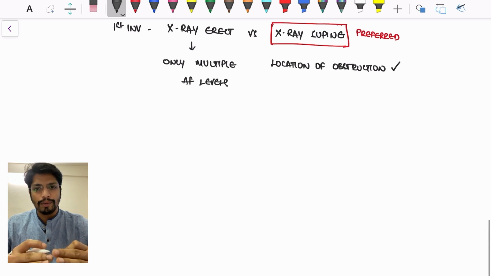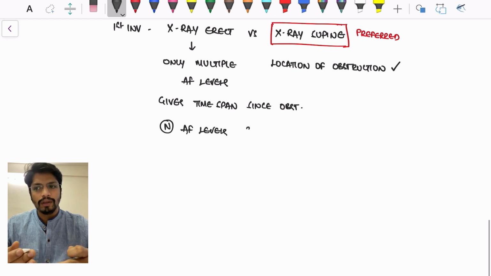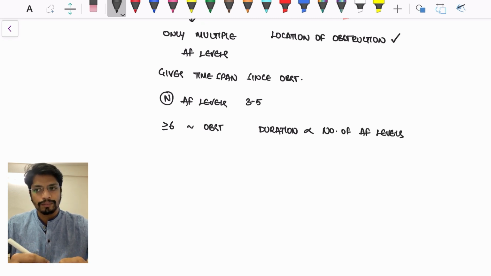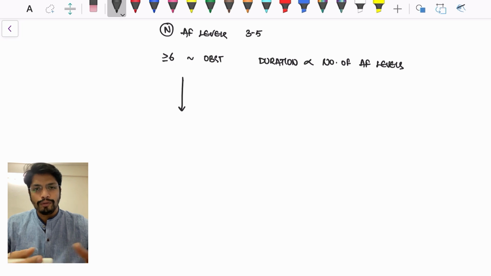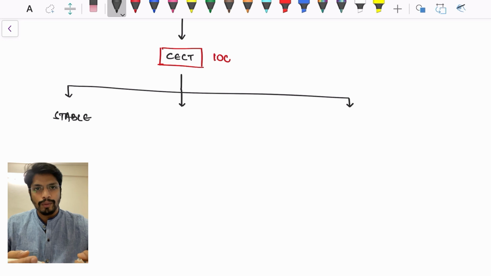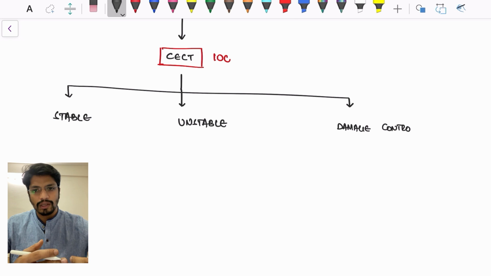The usual number of air fluid levels will be 3 to 5. The longer the duration of obstruction, the more will be the number of air fluid levels. Greater than or equal to 6 is considered to be an obstruction. So duration is directly proportional to the total number of air fluid levels. If we are unable to find these obstructive features in an X-ray, the next investigation of choice is contrast enhanced CT.